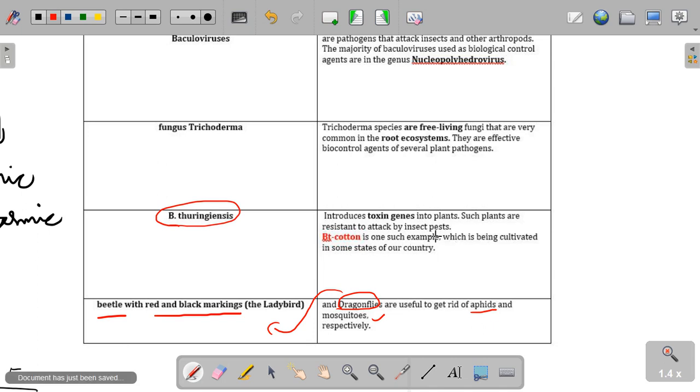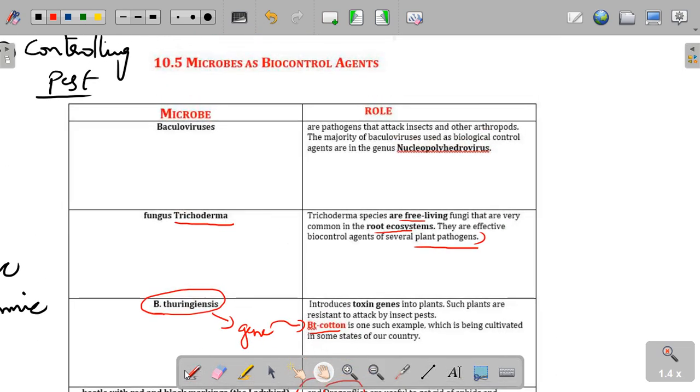of butterflies, by taking this toxic gene and introducing it into the cotton plant, thus making it become Bt cotton. Some fungi called Trichoderma, which are free living and live in the root system of plants, control certain plant disease-causing pathogens. Baculovirus, belonging to a genus called nucleopolyhedroviruses, help in controlling some of the insects which belong to arthropods.